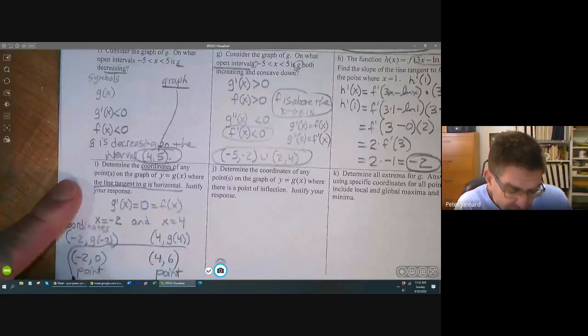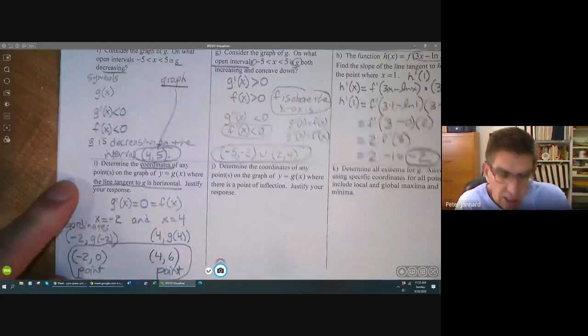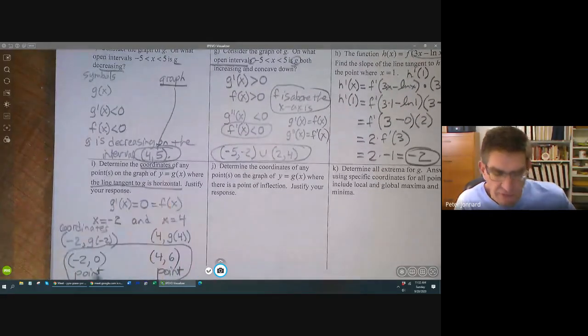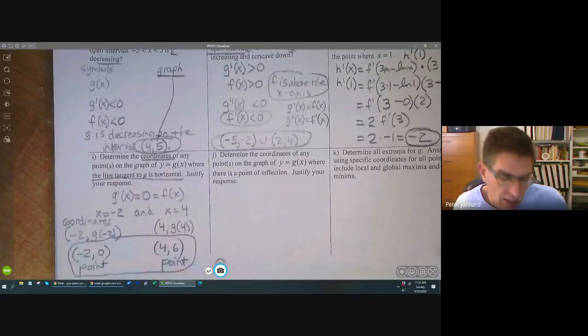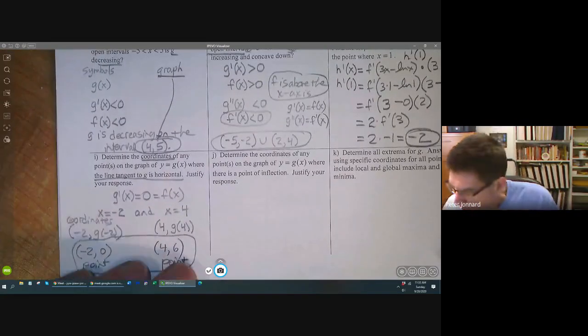You wouldn't need to write "point" on them on your test, because it asks for coordinates. So if you answer, they assume those are coordinates. But I'm teaching you, and I don't want you to get confused that those are intervals. Okay, next one.